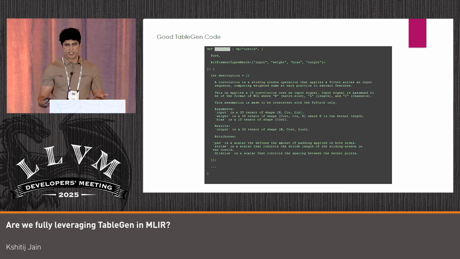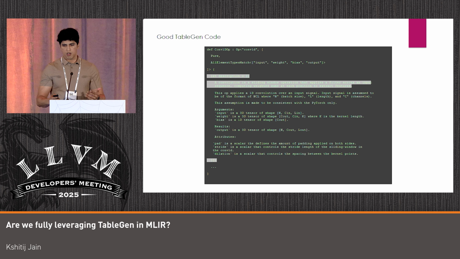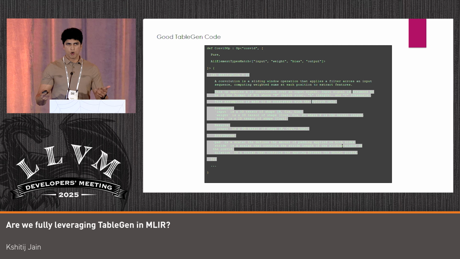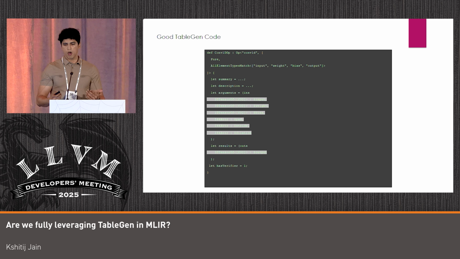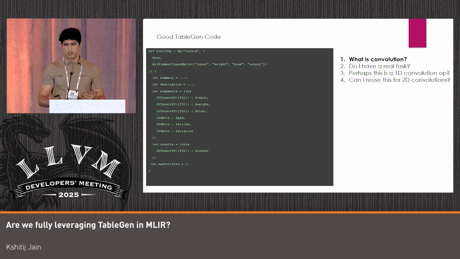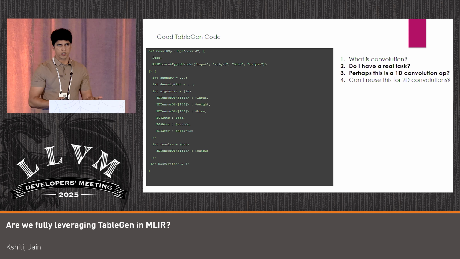The name clearly indicates what the op is and what it does. The description gives a general explanation of convolution, as well as more specific information about the op in the context of the compiler. And the op invariants have been clearly specified. Now, equipped with this information, you may be able to answer the questions that you previously had. You have a general and a compiler-specific understanding of the convolution op. You do indeed know that you have a real task because this is a 1D convolution op.